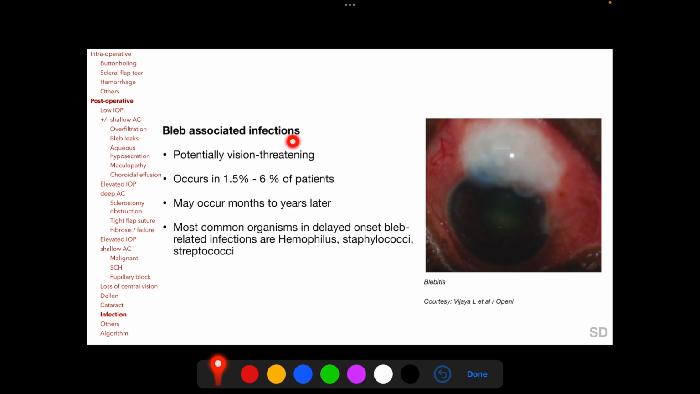Bleb-associated infections are potentially vision-threatening and may occur in up to 6% of patients undergoing trabeculectomy. Unlike post-operative infections following other surgical procedures, bleb-associated infections can occur months to years later, and this is very important to remember. Most common organisms in delayed-onset bleb-related infections are Haemophilus, Staphylococci, and Streptococci.